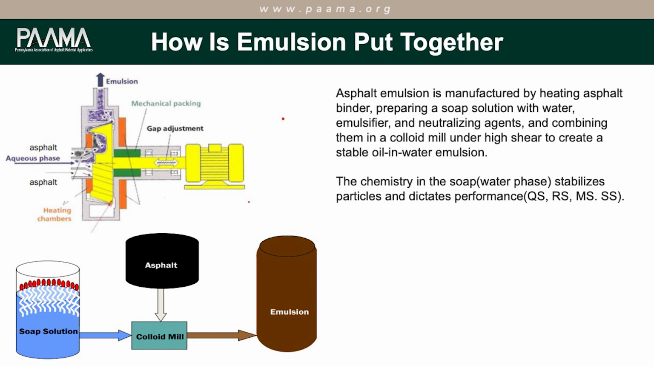And the chemistry in the soap, or what goes into the water, stabilizes particles and dictates performance. So basically anything you put into the water phase controls most of the way your emulsion is going to behave. To simplify it, really, we're taking all the ingredients, putting them into a big blender, shearing the asphalt into microscopic particles, and you're making a nice brown asphalt emulsion. And that's a very crude example there.